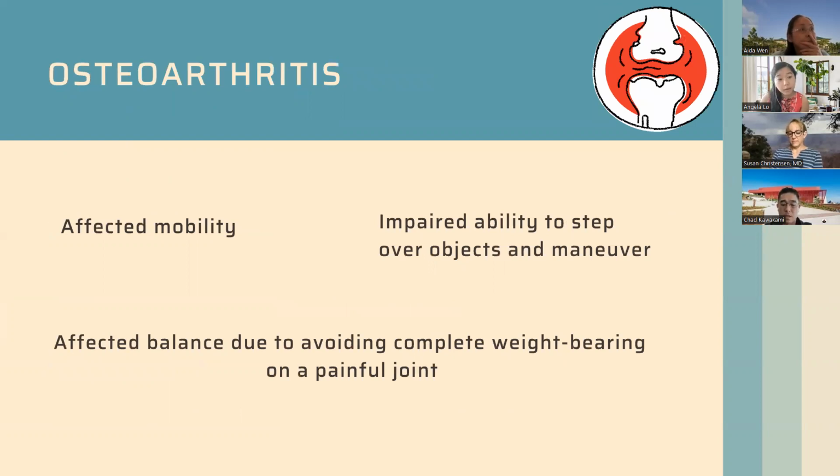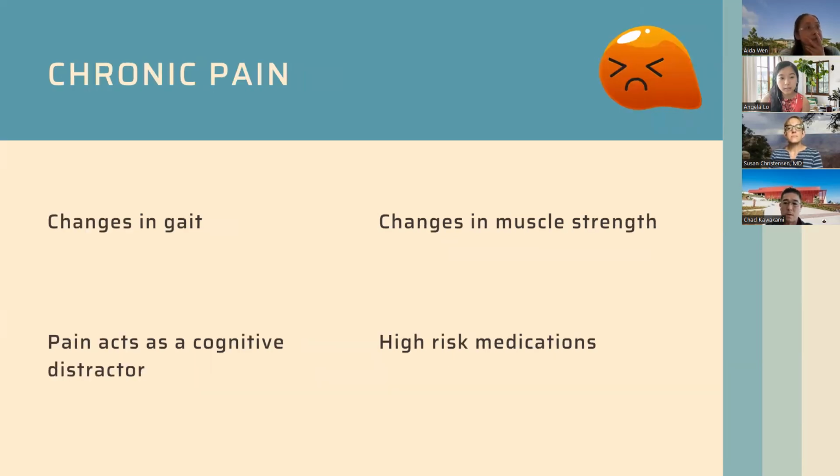In patients with osteoarthritis, they might have affected mobility depending on where the affected joints are, an impaired ability to step over objects and maneuver around them, and affected balance due to avoiding complete weight bearing on a painful joint. Similarly, for patients with chronic pain, we might see changes in gait or changes in muscle strength because of disuse. As well, pain acts as a cognitive distractor, so that's a high fall risk. And then because of the pain, they might take medications that are high risk and may contribute to falls as well.